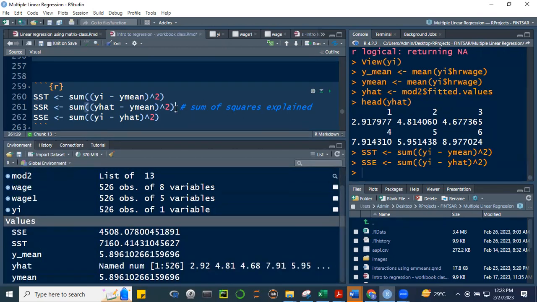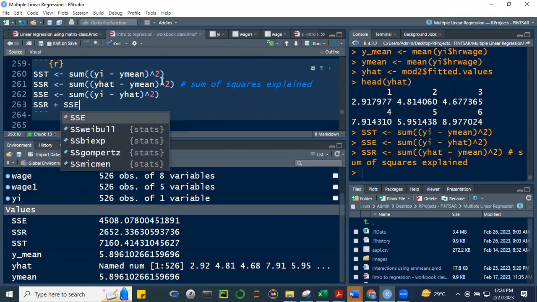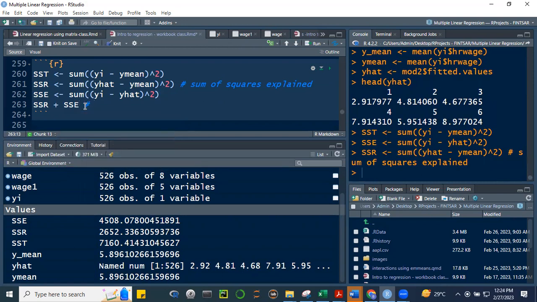Naran ko naman ito, SSR. Alright, SSE, and notice that your SST is actually SSR plus SSE. Kung isum up natin yan, SSR, sum of the squares of your regression, yung explained, SSE, sum of the squares of your errors, yung unexplained. No? So this is sum of squares, explained, and unexplained.